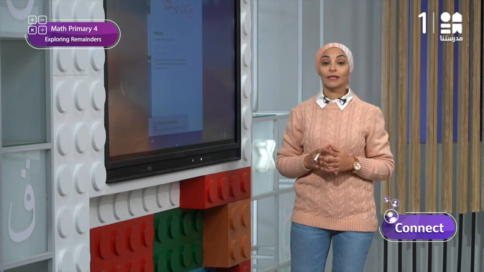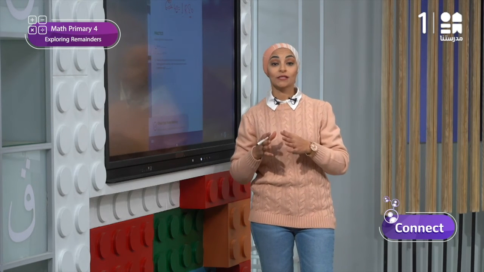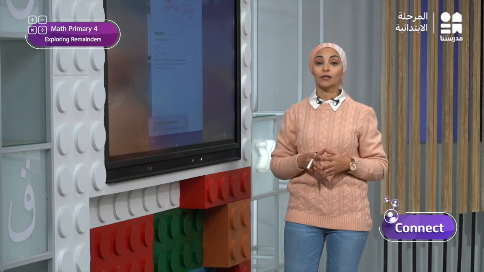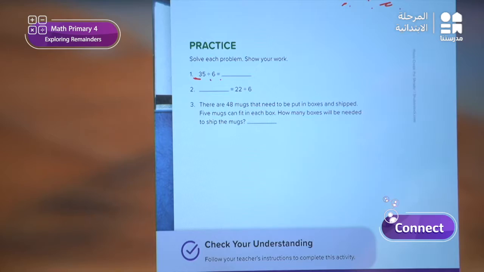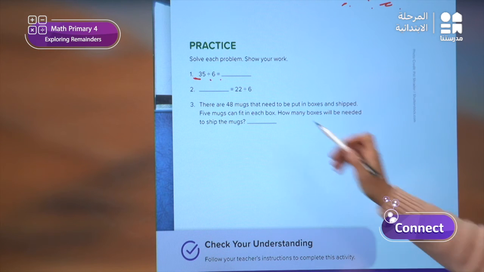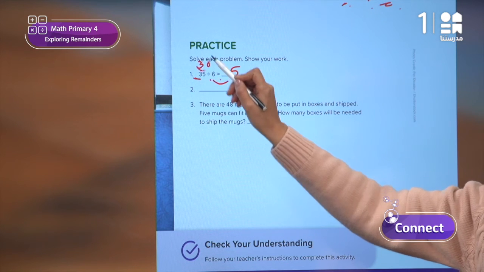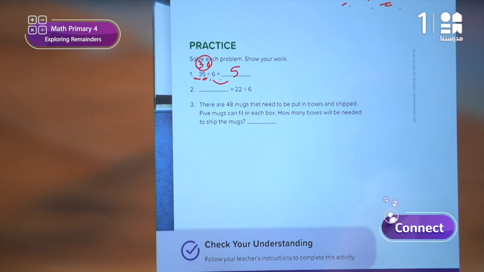أنا محتاجة دلوقتي أشوف multiple of 6 which is less than 35. طيب which number? Yes, if you think, you will find that 30 is the closest multiple and less than 35. So ask yourself, هي 6 times what gives me 30? Yes, 6 times 5 gives me 30. طيب بس أنا الأنسر بتاعي here أو النمبر بتاعي is 35 and not 30.